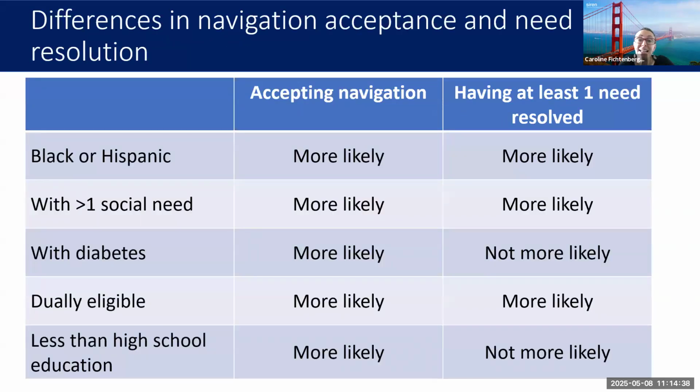There were differences in navigation acceptance and need resolution. So individuals who were Black or Hispanic were more likely to accept navigation and have at least one need resolved. So were individuals with more than one social need and those who were duly eligible. Individuals with diabetes were more likely to accept navigation, but not more likely to have at least one need resolved. And those with less than high school education were also more likely to accept navigation, but not more likely to have at least one need resolved.